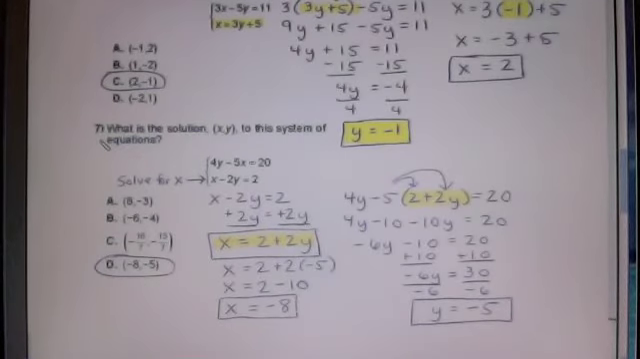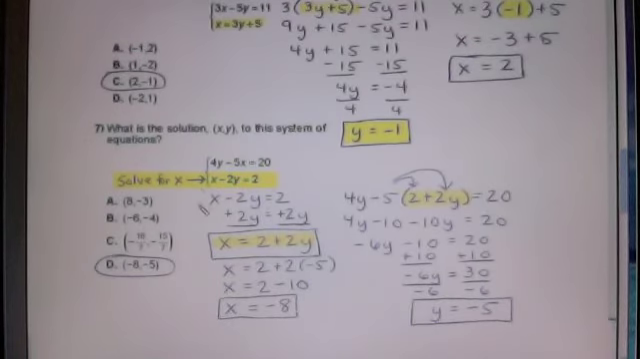And then the next problem, which is number 7, again, what's the solution xy to the system of equations? This is a more difficult problem because as you see, the first equation, 4y minus 5x equals 20, is in standard form. But the next one is also in standard form, x minus 2y equals 2. So for me to use substitution, one of these equations has to be solved for one of the variables. So the easiest thing to do is to solve the second equation for x, because x has the invisible coefficient of 1. So that's my first step.